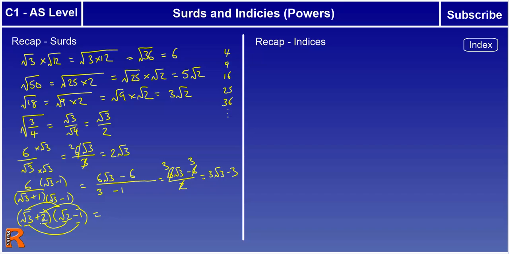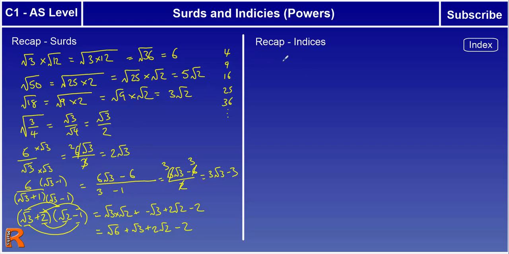But as long as you remember to multiply all the terms, we get root 3 times root 2, plus root 3 times minus 1, which is minus root 3, 2 times root 2, which is plus 2 root 2, and 2 times minus 1, which is minus 2. And just simplifying that a little bit, this is going to be the same as the square root of 6, plus root 3, plus 2 root 2, minus 2. So it's just like multiplying out ordinary brackets with letters, for example. If that was the letter A and that was the letter B, this would look very similar to a standard multiplication of brackets. So those are all the basic rules and skills we need to be able to deal with most surd questions.